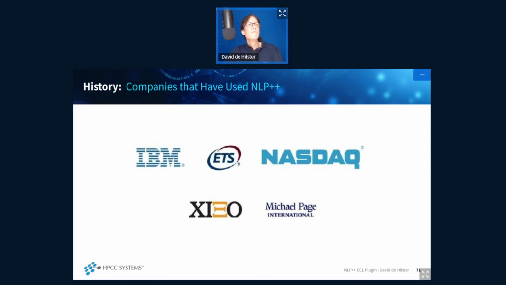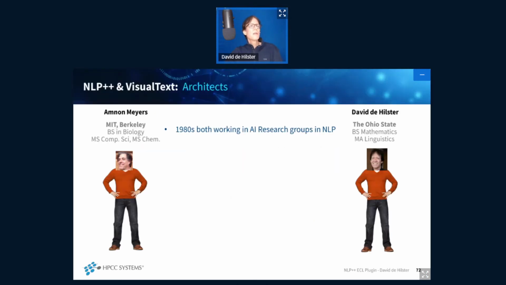So the companies that have used NLP++ during the last 20 years include IBM of the UK, ETS, NASDAQ, Zio, and Michael Page. The architects of the system are myself and Amnon. We were both doing AI in the 1980s. I know we're aging, putting ourselves at our age. I'm in that group, but we started out in AI.